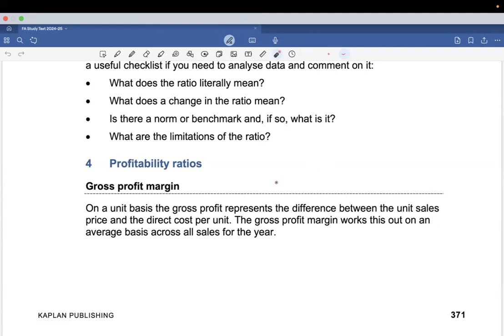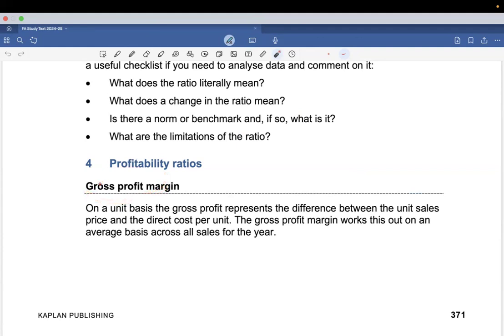So profitability ratios are those ratios which the companies analyze in order to determine the profitability or profit making capacity of the business. Understood? So profitability ratios tell you how capable the business is in generating profits. Now, under that, the first ratio is gross profit margin.